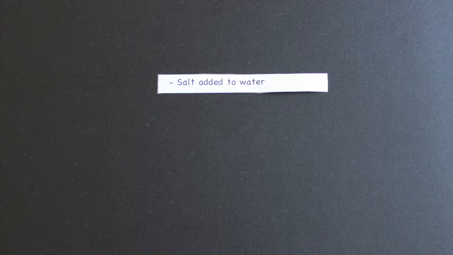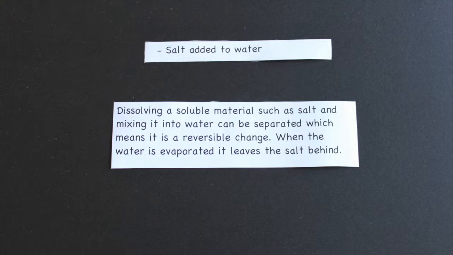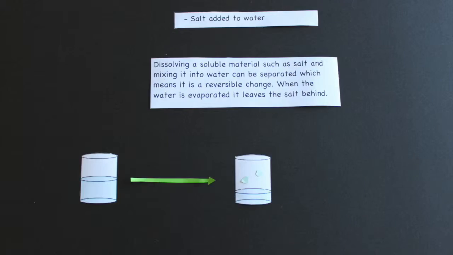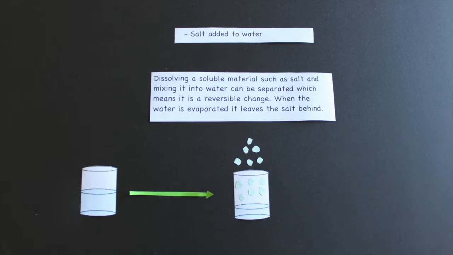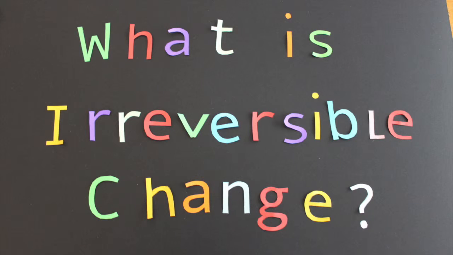Mixtures. Salt added to water. Dissolving a soluble material such as salt and mixing it into water can be separated, which means it is a reversible change. When the water is evaporated, it leaves the salt behind.